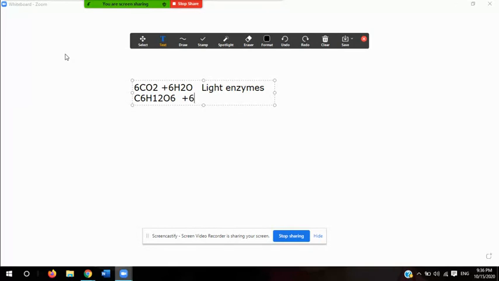So what we saw there is the chemical equation for the whole of photosynthesis. Photosynthesis takes water, carbon dioxide, and light and converts it into sugar and oxygen. And of course, the oxygen is what we breathe.